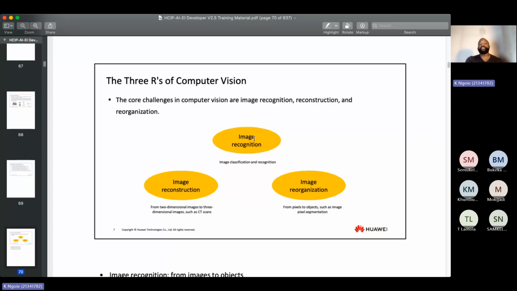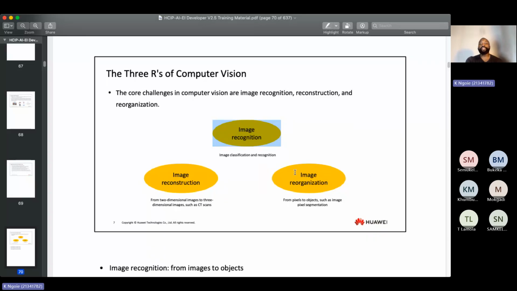We have image recognition, right? Which has to do with classifying images. So an example I can give you is we have pictures of cats and pictures of dogs. We train the model to understand the pattern, to understand how a dog looks like, how a cat looks like, and then the machine can be able to do image classification, right? By recognizing the image.